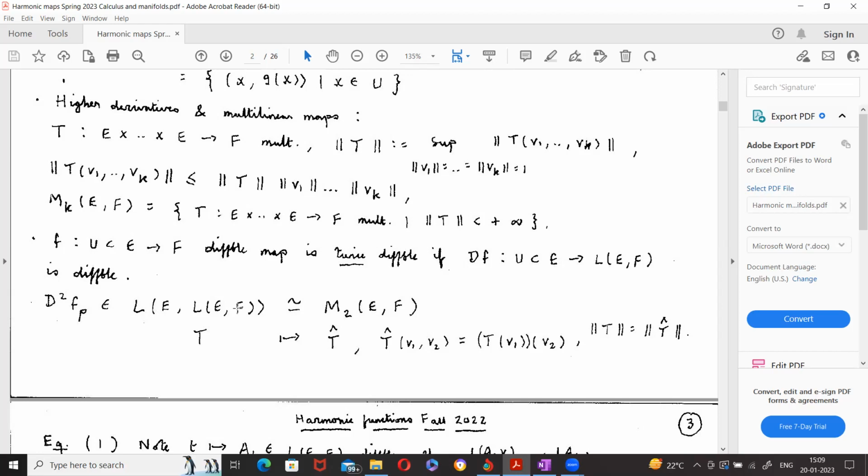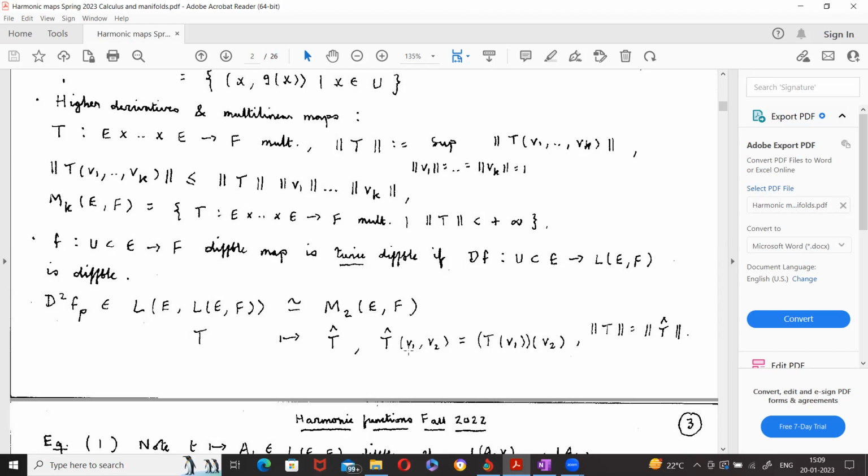And this space now, linear maps from E which take values in the space of linear maps from E to F, can be identified with the space of bilinear maps from E cross E to F. How is that? Given an element T here, a linear map from E into L(E,F), this will give you a bilinear map T hat. So T hat has to act on two vectors in E and give you a vector in F.